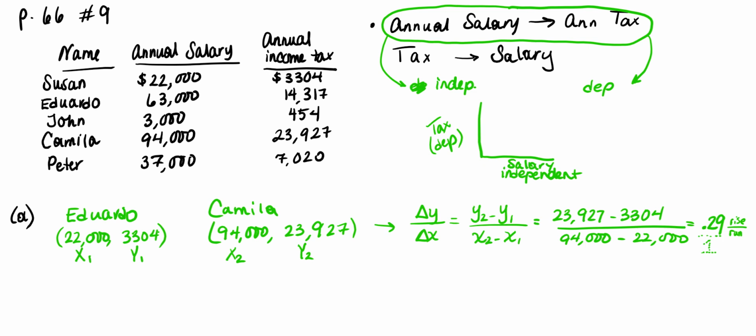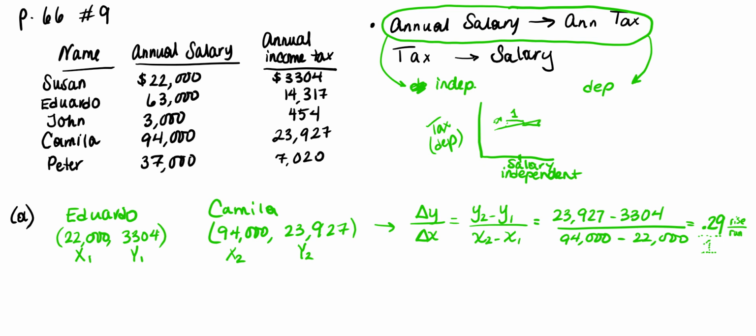Okay. What a slope of 0.29 means is that for every rise of 0.29, I move over 1 in order to get back on the line. So another way you could look at it is this way: one additional dollar in my salary means that I have to pay 30 cents in taxes. Okay, so that is how we would interpret that.